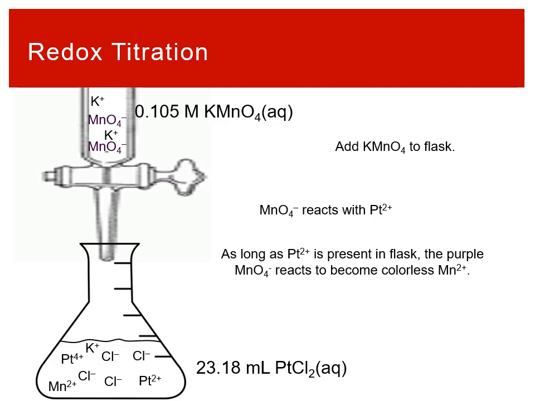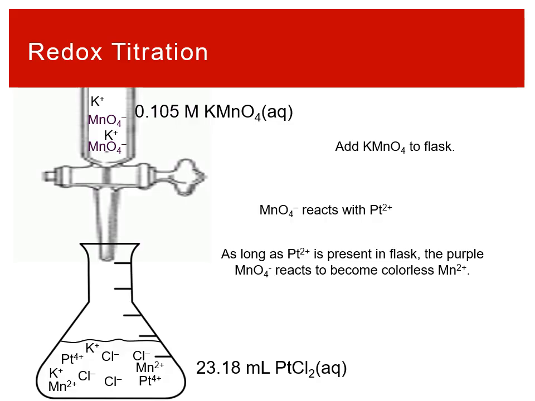So when you have the MnO4- in the burette, it is purple. Those letters are supposed to be purple. It is very dark purple, so I may have gone a little too hard. But they are purple in there. And when you add the MnO4- into the flask, it is purple, but it reacts with the platinum that's present and becomes the colorless Mn2+.